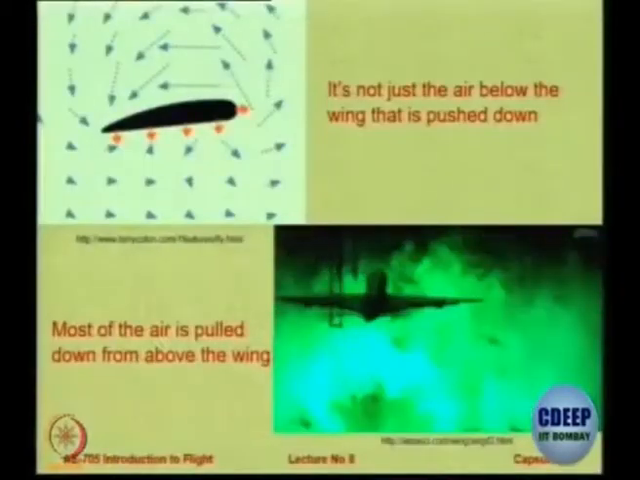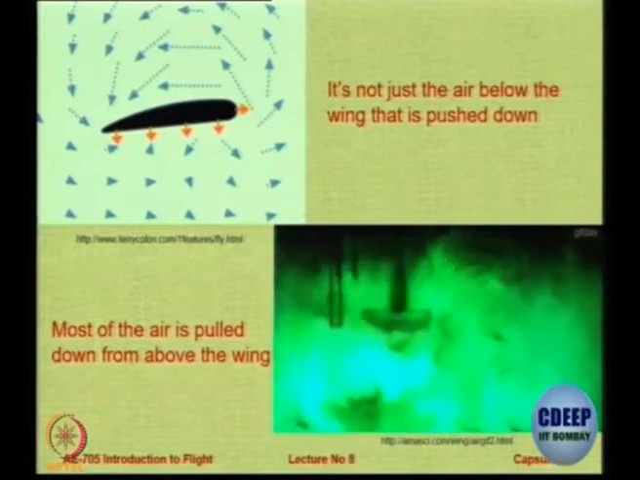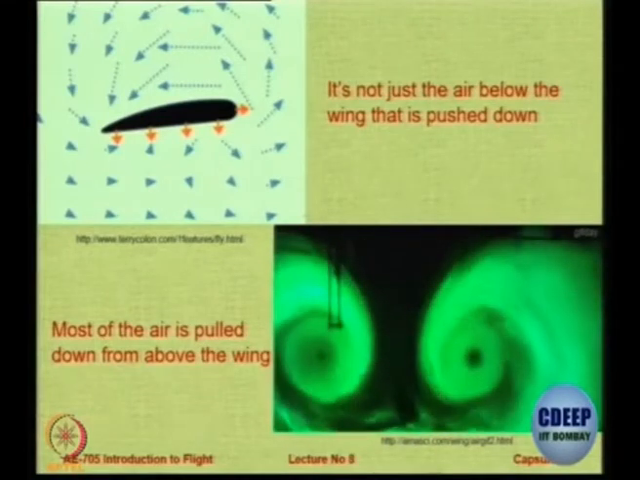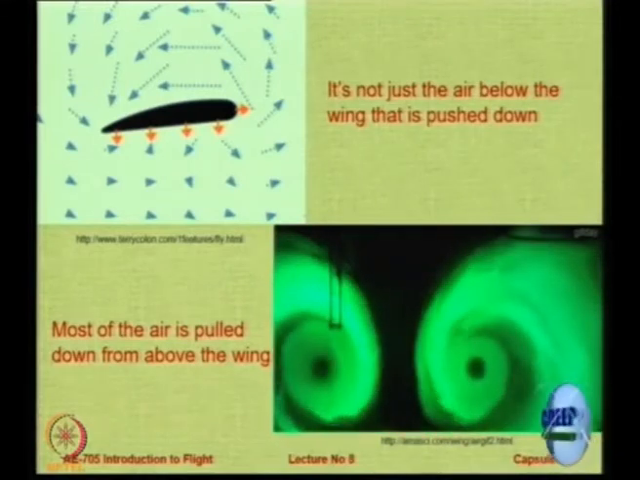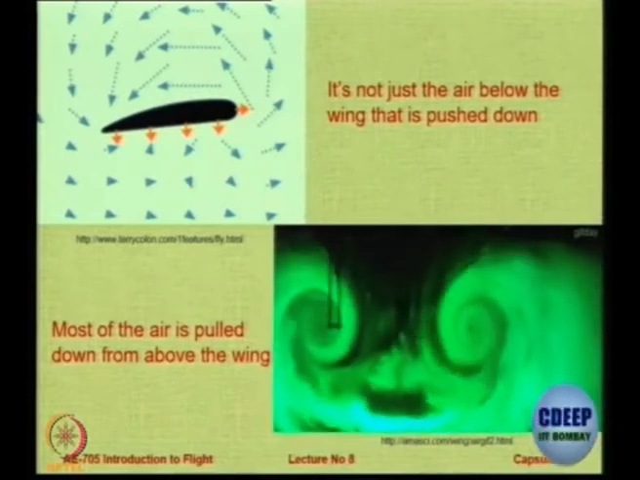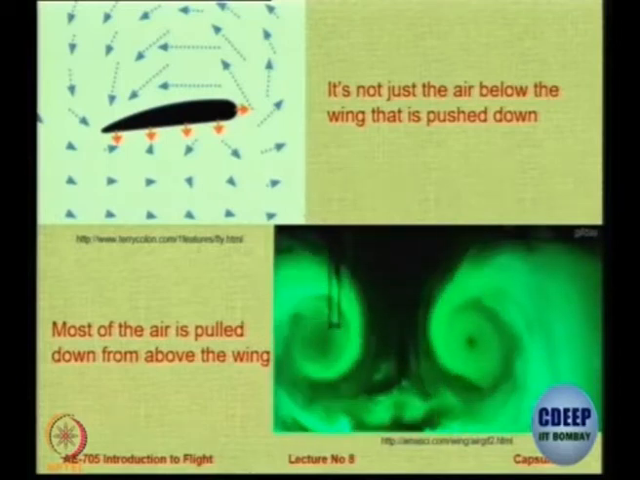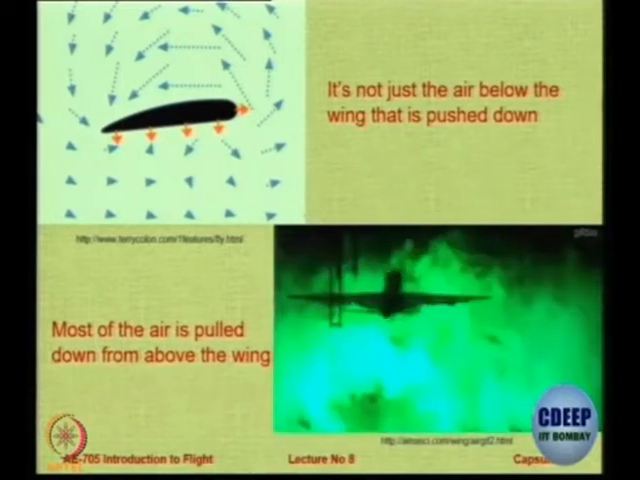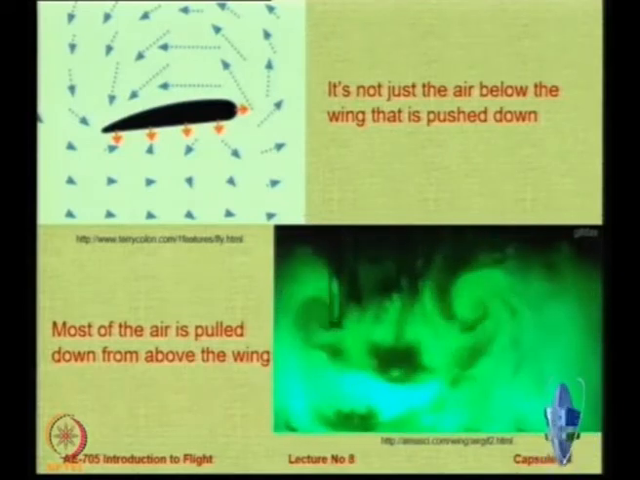Okay. So it is not that just the air is being pushed down. The air is pushed down above the wing, the air is pushed down below the wing. At the tips, the air is curled and goes down, and these curls actually move down. This particular phenomenon that you are seeing at the wing tip is called the wing tip vortex. And this wing tip vortex is responsible for one type of drag called the induced drag. We will read about it. I think the next lecture is going to be on drag and various components of drag.